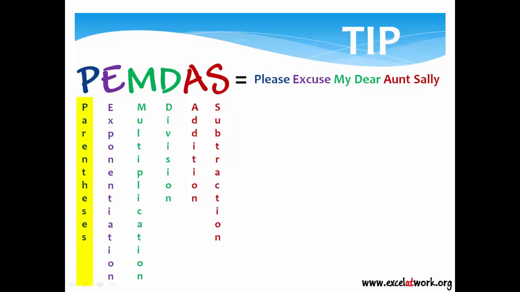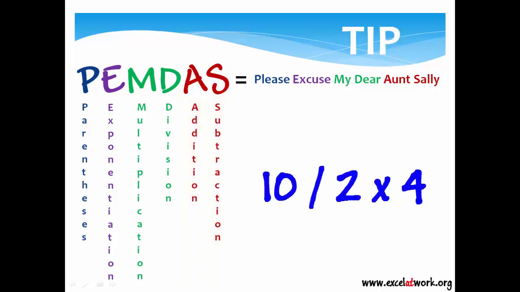Parentheses gets calculated before anything else. Exponentiation is second, multiplication and division are third, and addition and subtraction are last. When there are several operations with the same priority, the operations are just calculated from left to right.